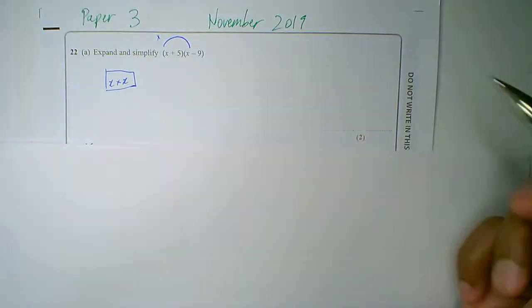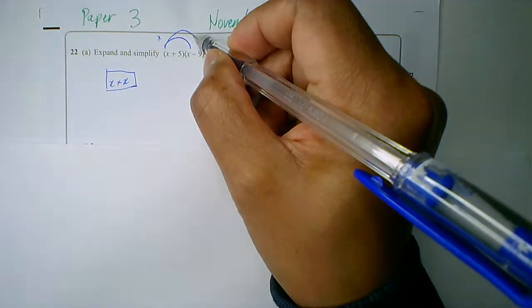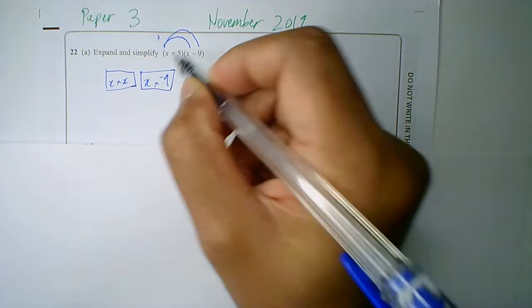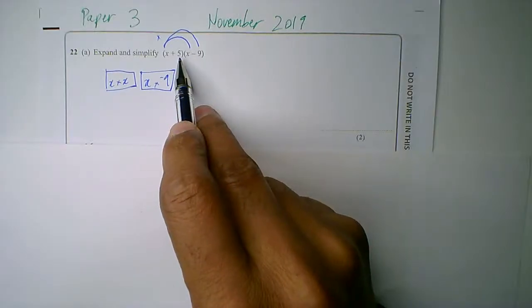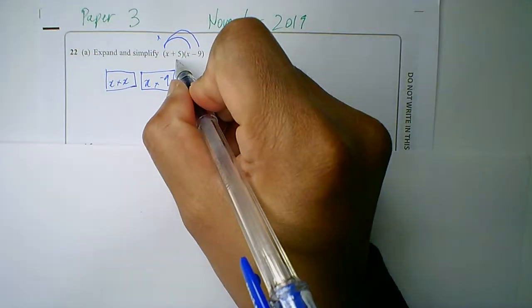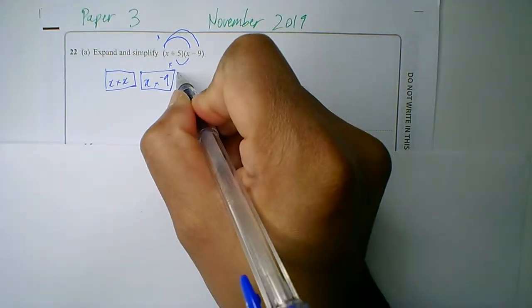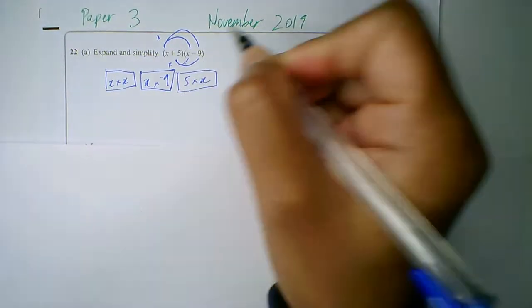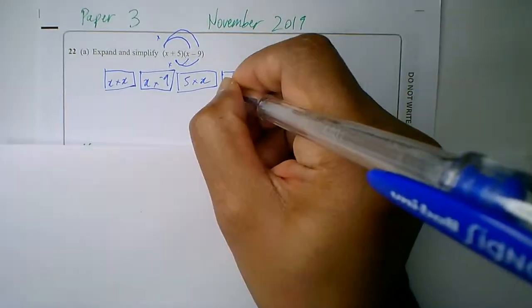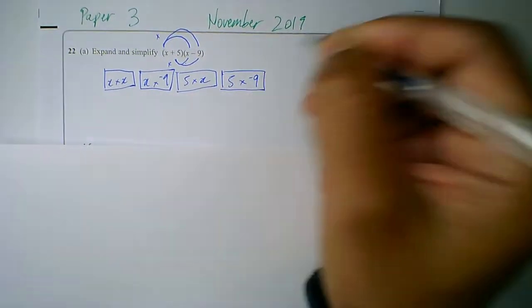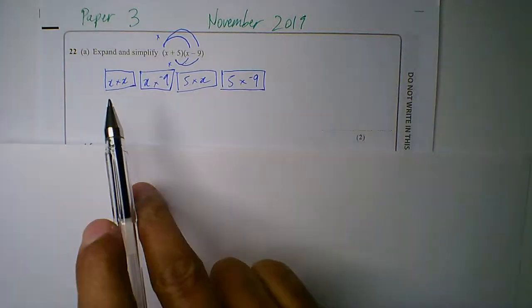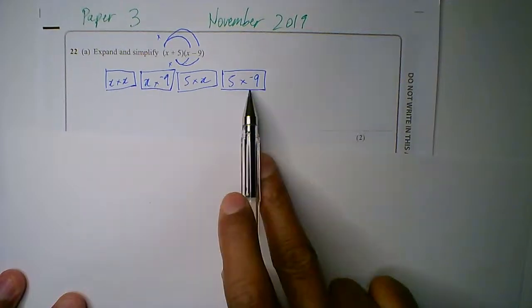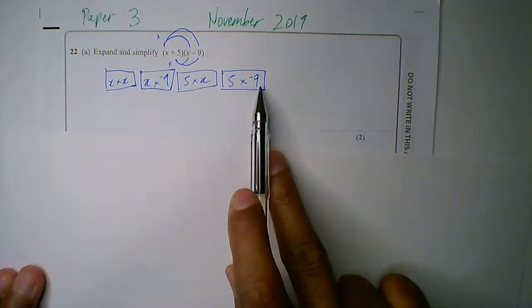x times x. Then you've got x is also going to be multiplying this term here. X times minus 9, because that's minus 9. Then we have the 5 here. That's going to be multiplying the x. So I've got 5 times x, and I've got 5 that will multiply the minus 9. 5 times minus 9. Now again, I'm drawing the boxes. Once you become confident, you don't have to draw the boxes. But just by doing this, you're getting a method mark. Expanding the brackets, you are getting a method mark.